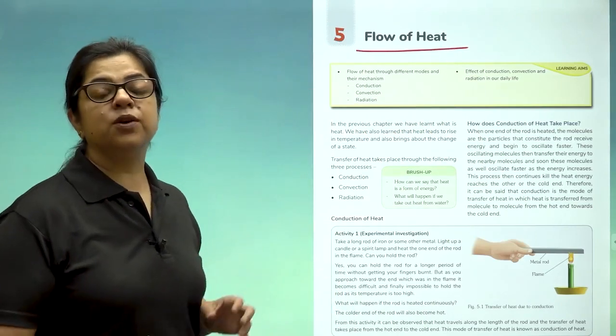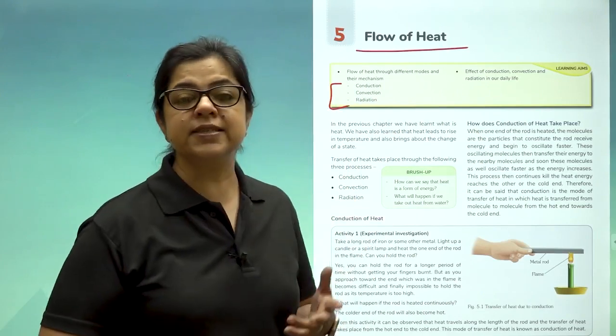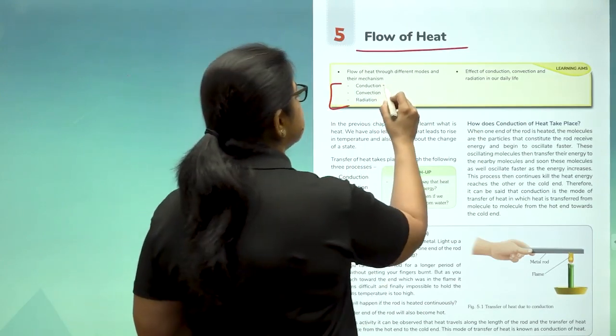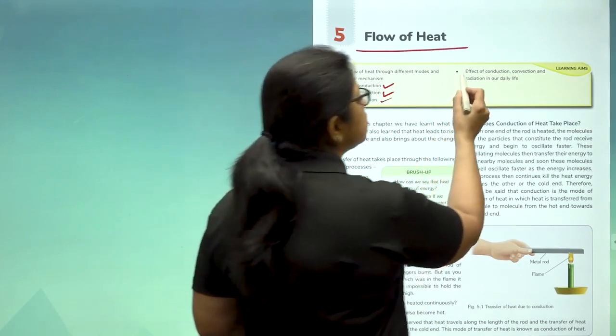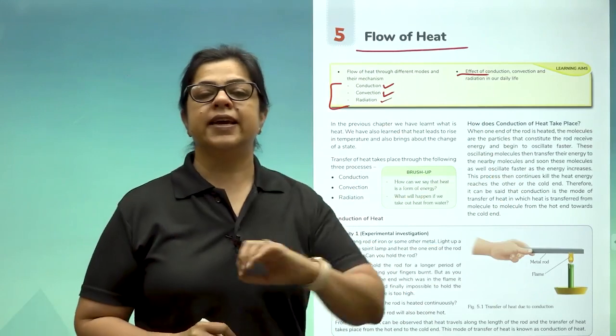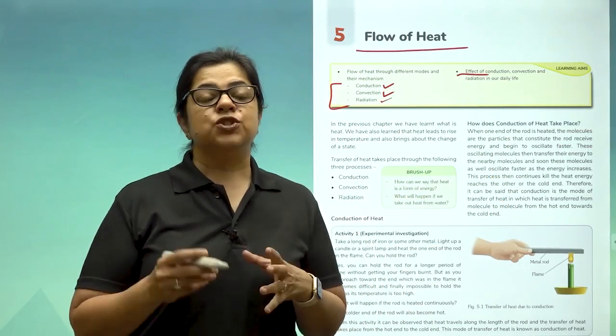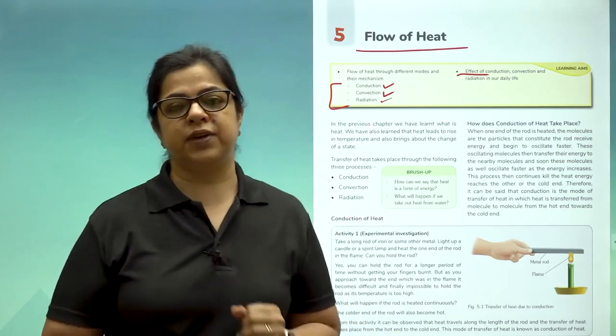In this chapter we are going to understand the 3 different mechanisms through which heat is transferred. These are conduction, convection and radiation, and we are also going to understand the effect of these 3 in our daily life. Children, why are there 3 mechanisms for flow of heat?